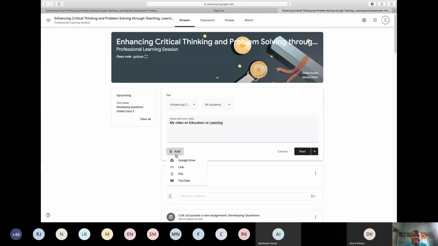You'll click add, and you can go to Google Drive, you can go to link, or you can go to file. So if I have my video ready on my computer, I can play it there. I didn't record properly, so you can go on the video and record yourself. I'm just demonstrating that the difference between education and learning is the purpose and duration.